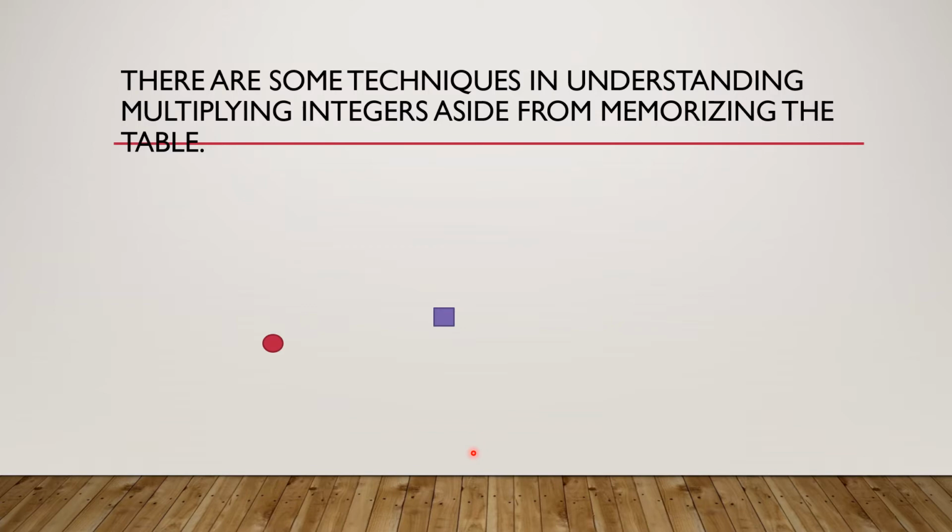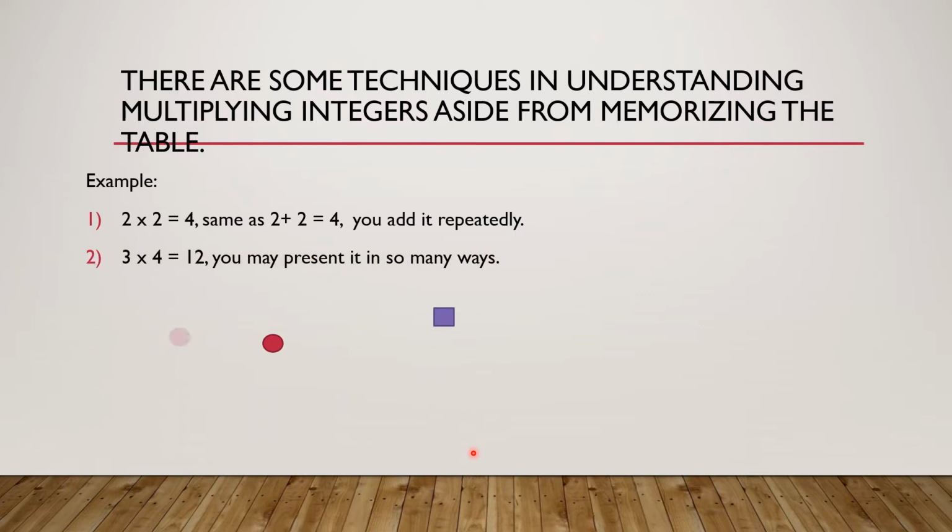Okay, but math can be learned not just by memorizing the multiplication table, but there are some techniques in understanding multiplying integers aside from memorizing the table. For example, 2 times 2 equals 4. Sometimes it's the same as 2 plus 2 equals 4. So you just add repeatedly. Like 3 times 3 equals 9, which is 3 groups of 3. Another example, 3 times 4 equals 12. So you may present it in so many ways like this.